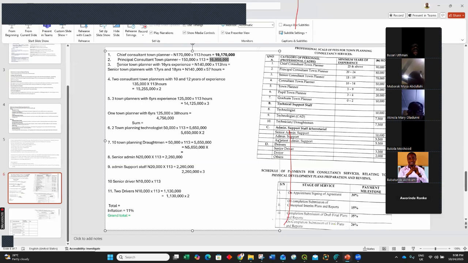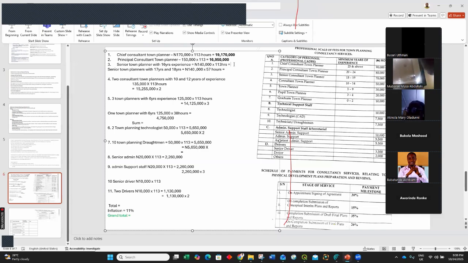Then we have a senior town planner with 16 years. As I mentioned, in the project there are 3 senior town planning officers, one with 16 years, one with 17 and 18. The one with 16 will participate fully, that is for 113 hours. So we are going to calculate his amount separately. For senior town planner with 16 years, we will calculate it as 140,000 times 113 hours. So what is the rate?